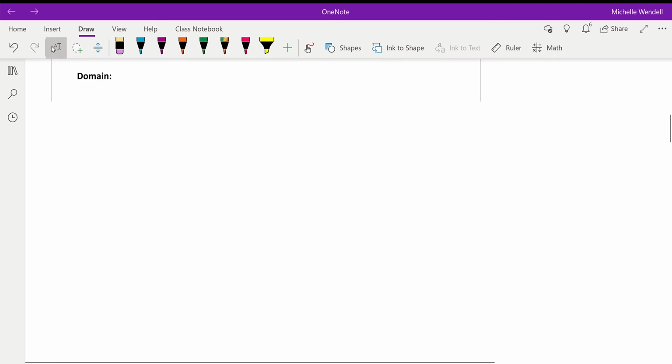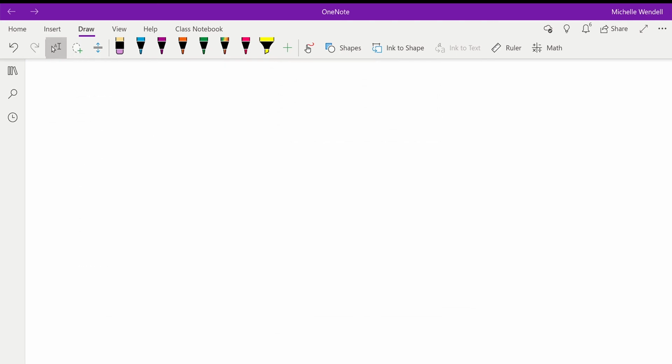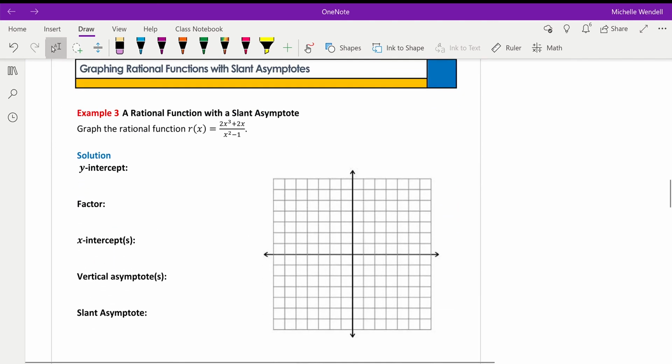So I'm going to skip example 1 and 2, leave that for you guys. I'm going to do example 3. So in this one, we have 2x cubed plus 2x over x squared minus 1. First thing you want to do is get the y-intercept, because you can find that in unfactored form, and that y-intercept is (0, 0). Then we'll factor it.